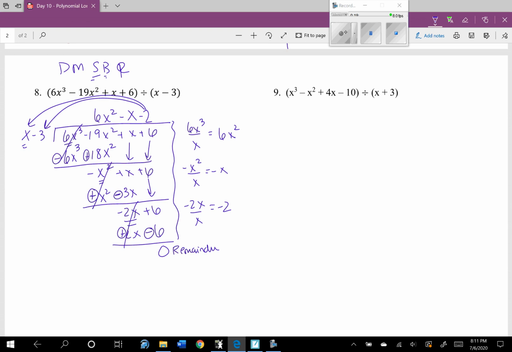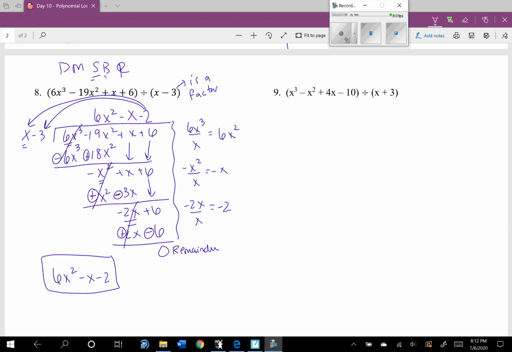And that means that my solution is 6x squared minus x minus 2. So that is the answer, which means that x minus 3 is a factor of the dividend because we didn't get a remainder. So go ahead and see if you can do number 9 on your own. When you're done, pause the video to check your work.